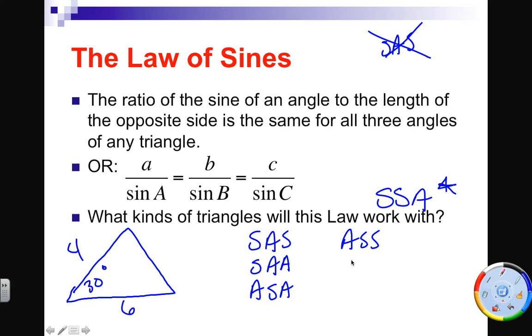What else? Angle angle side is the same thing as side angle angle. What else do we have here? Oh, the other two versions that we're not actually going to deal with, or actually we are: angle, angle, angle, and side, side, side. I think that was all our variations. So we already said that this version works. We already said that this version doesn't work.